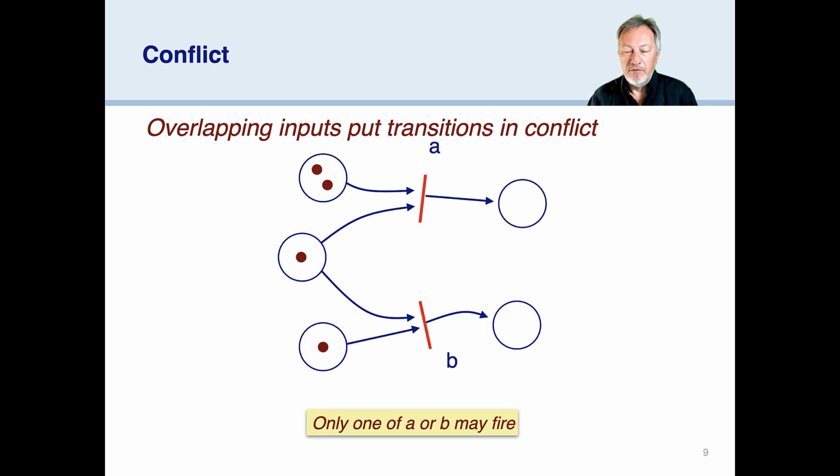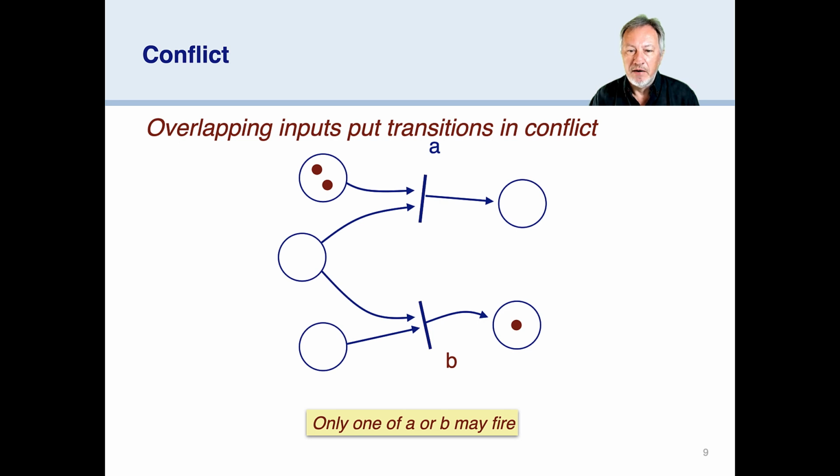Here we have a slightly different net, similar but slightly different, but now transitions A and B share an input. So the place on the left in the middle, that means both A and B are enabled, but only one of the two could fire. We could fire A or we could fire B.